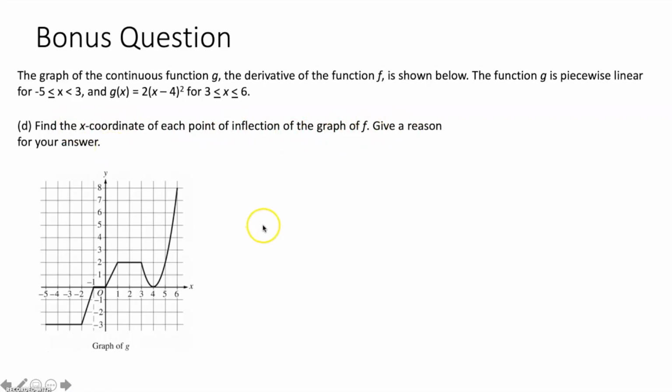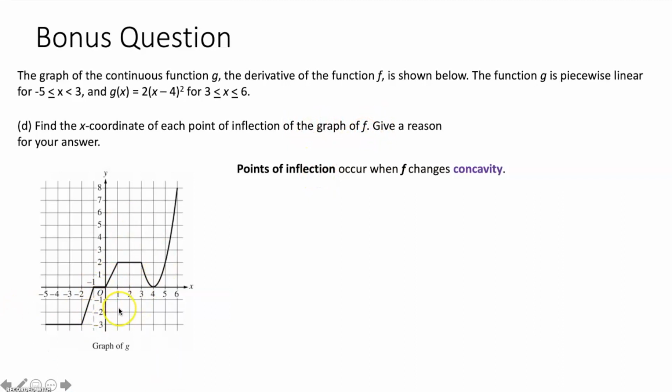Now inflection points occur at x values where your original function changes concavity, when it changes from concave up to concave down or concave down to concave up. However, we are not given the graph of the original function. We're given the graph of the derivative. So again, it's important to understand that the slope of the graph of our derivative, or the derivative of our derivative, or the second derivative, is what determines concavity.